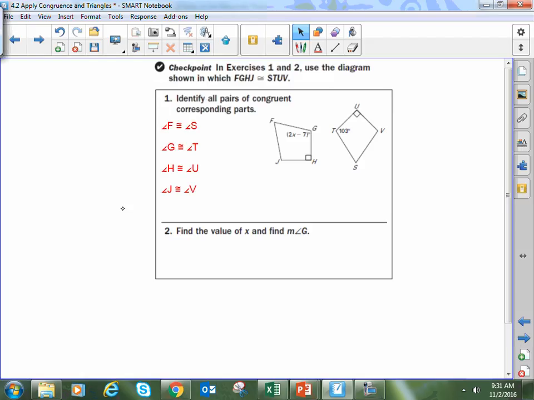So looking here, the angles that correspond together are F to S, G to T, H to U, and J to V. And here, the segments that go together.